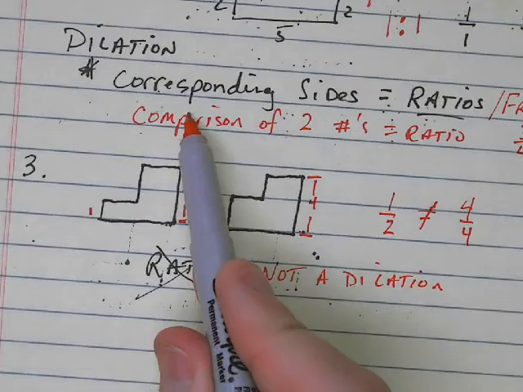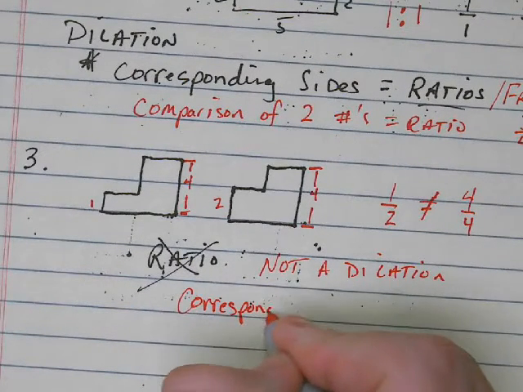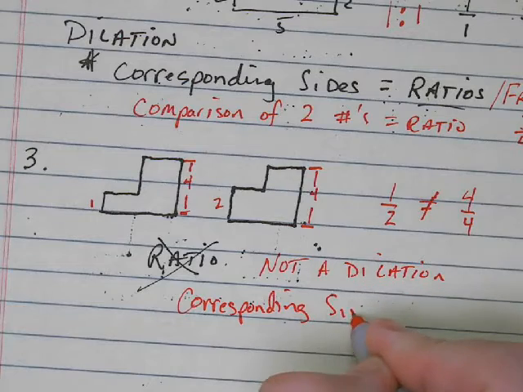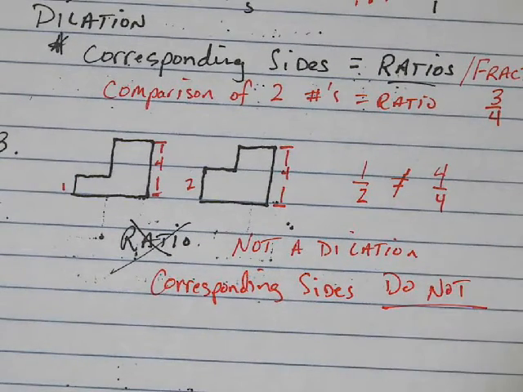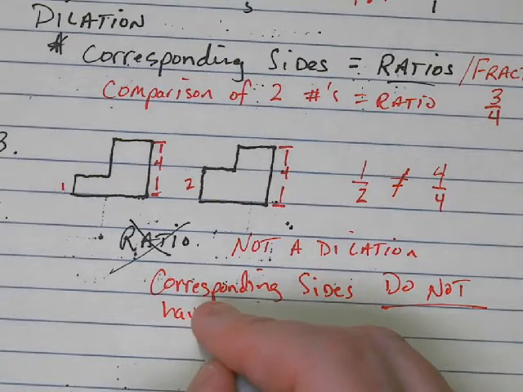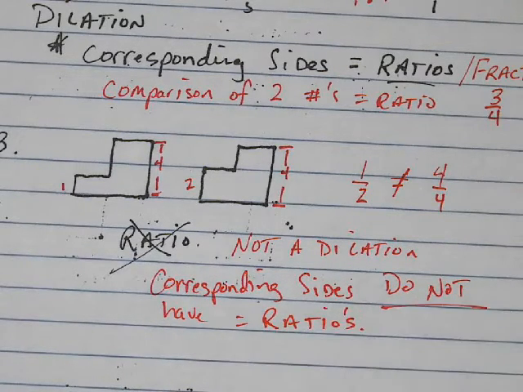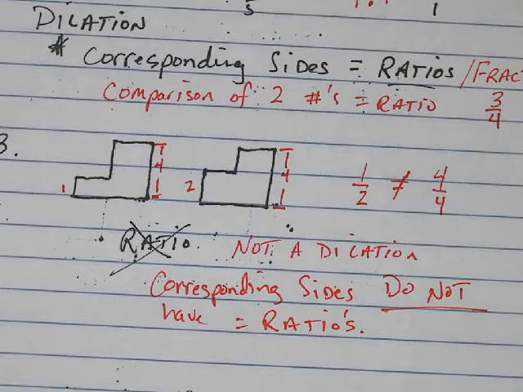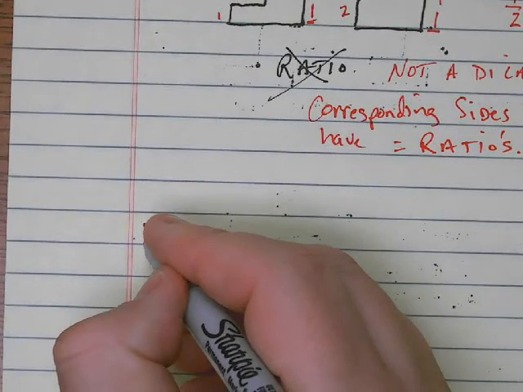Same reason that we said it before: corresponding sides do not have equal ratios. That's the explanation. Does that make sense? Is that a little clearer than as you were going through the homework from yesterday? All right, let's take a look at another one. Let's go to number 5. We're going to do 2 more.